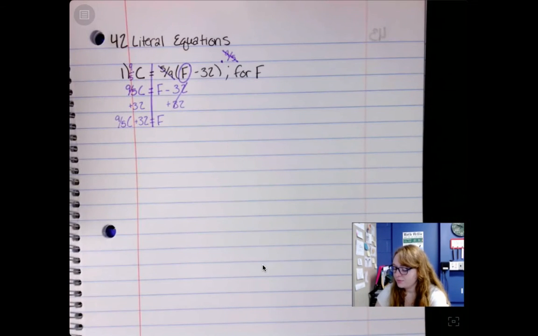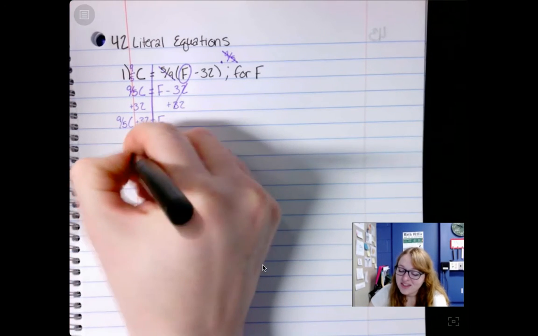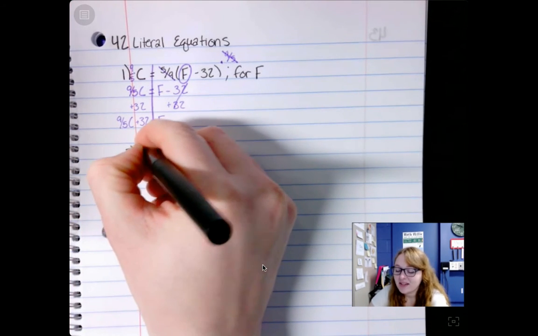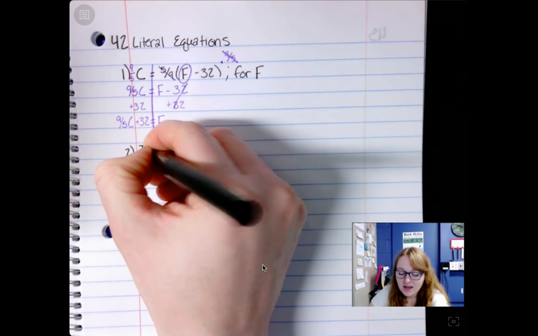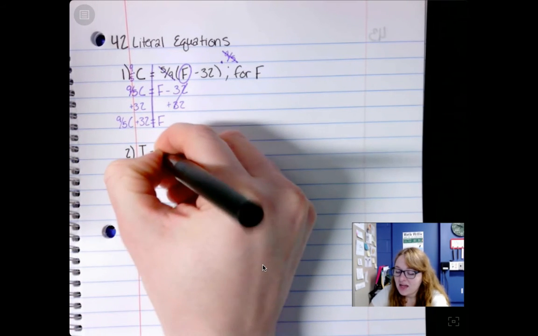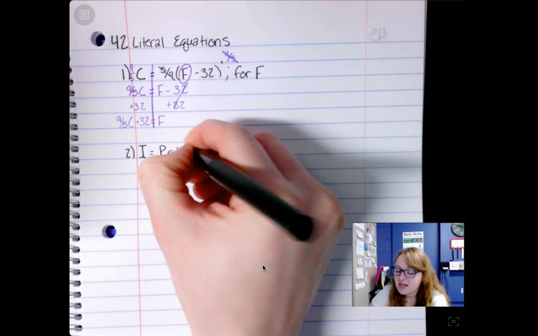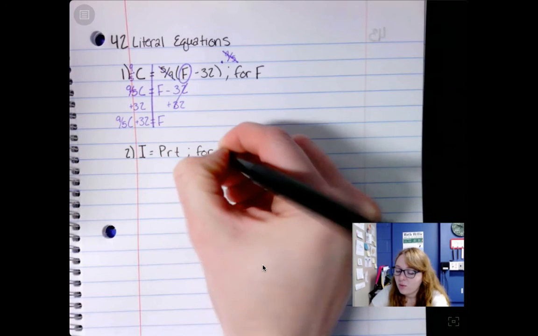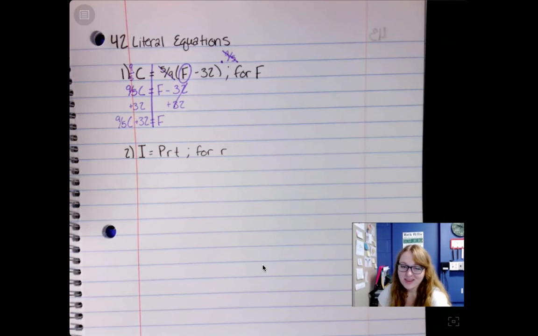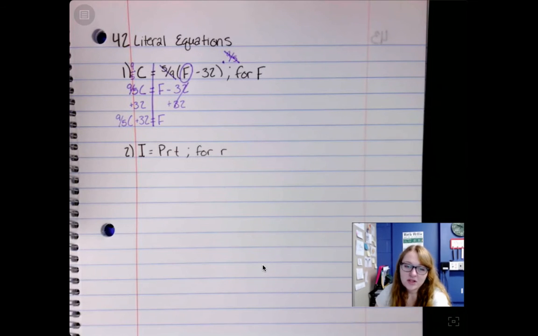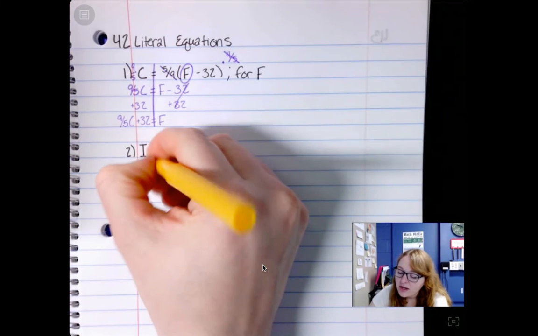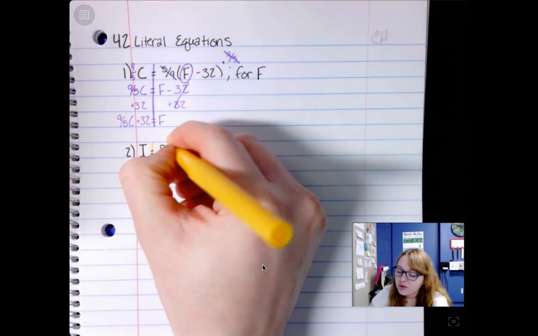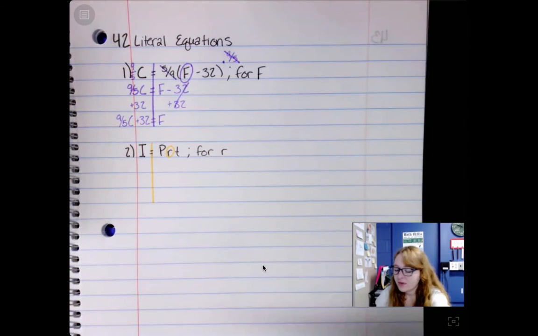Number 2. Now, number 2 is kind of fun because there are 2 ways that we can do it. It is a capital I equals a capital P times R times T, and we are solving for R, of course, right in the middle. So we're going to draw a line through our equal sign, and we're going to circle the variable we want to solve for. Now, to this R, we are multiplying P and multiplying T.